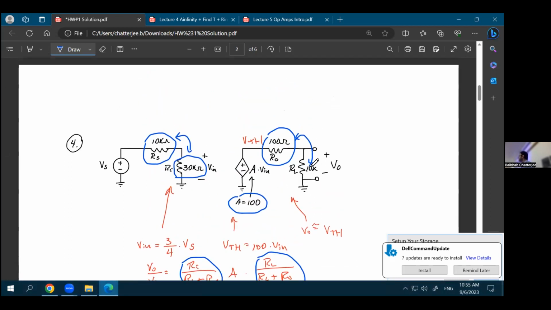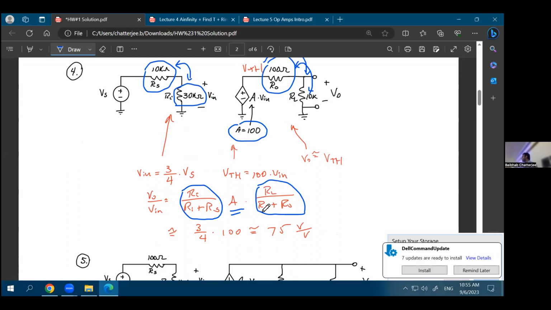Now, because your RL is 10 kilo, your load is high, and the output resistance of the op-amp is low, almost all the voltage will be available at the output side. So again, if you do the calculation, it would be 10 kilo ohm divided by 10 kilo ohms plus 100 ohms, which is a ratio of almost equal to 1. So you don't even need to consider that output side voltage division. You can just consider this as 1.